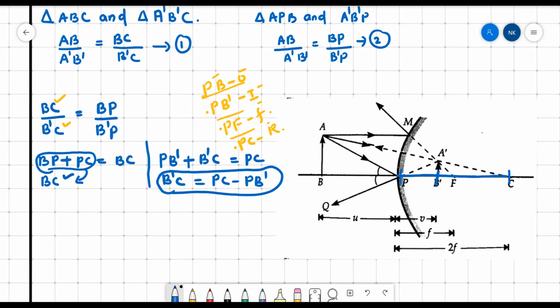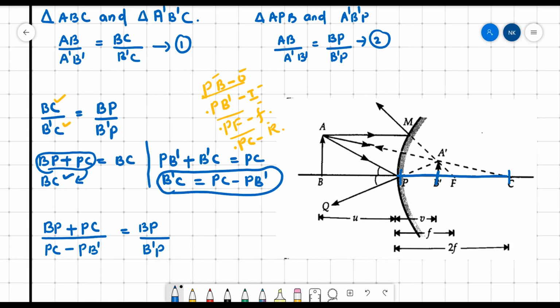Okay, so now comes the substitution. Alright, now we are going to substitute these two values. First of all, we are going to substitute the value of BC. So while substituting the value of BC, it's going to be like this. See, you can see BP plus PC upon B dash C, we will substitute this PC minus PB dash, equals BP upon B dash P. Okay, so substitution is also done.